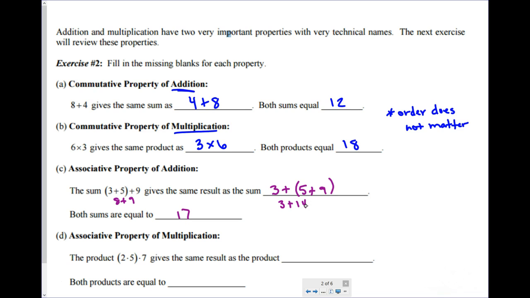The associative property of multiplication: the product 2 times 5 in parentheses, times 7, gives the same result as if we took the 2 out and multiplied it by 5 times 7 now in parentheses. So all I'm doing is taking the grouping symbols, the parentheses, and putting them around different numbers. They'll give the same result. This is 10 times 7, and this is 2 times 35. Both give you an answer of 70. This property is saying that grouping doesn't matter. I can group them and put parentheses wherever I want in addition and multiplication.